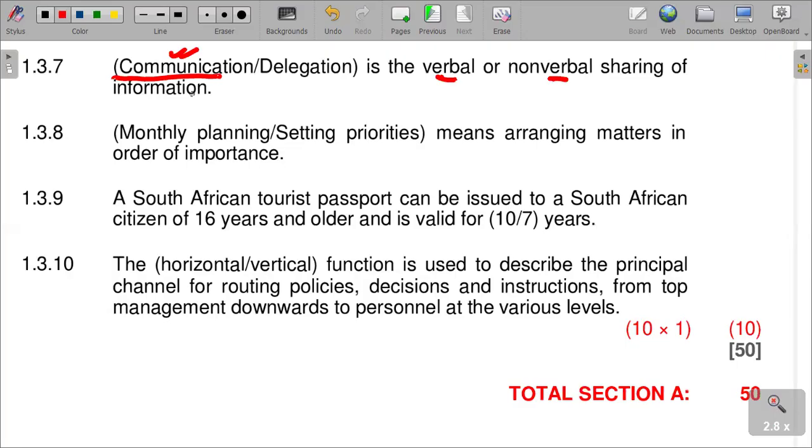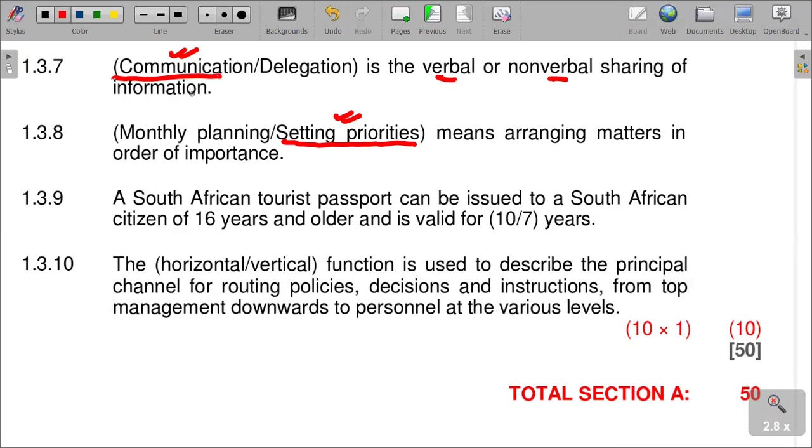Number 8, monthly planning or setting priorities means arranging matters in order of importance. Setting priorities, which we can also define as opportunity cost, means deciding what is supposed to be done first. The prioritization hierarchy arranges matters in order of importance. Therefore, setting priorities is the right answer. Number 8.